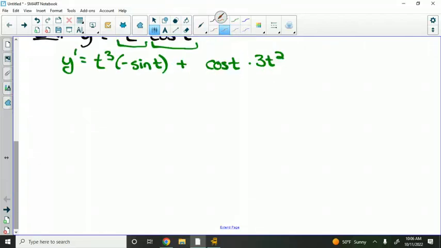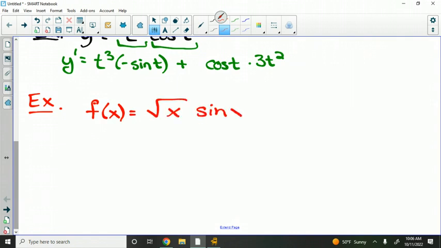All right, let's try another one. Still liking the trig, but I want to throw in a square root with this. Let's go. Square root of x times the sine of x. So we've got our two parts, pretty easy to see right now. We'll go to derive it.